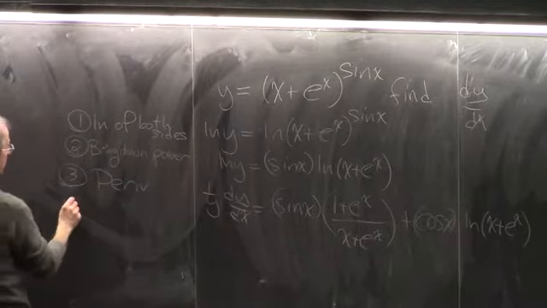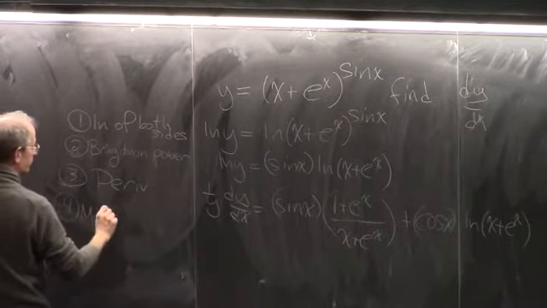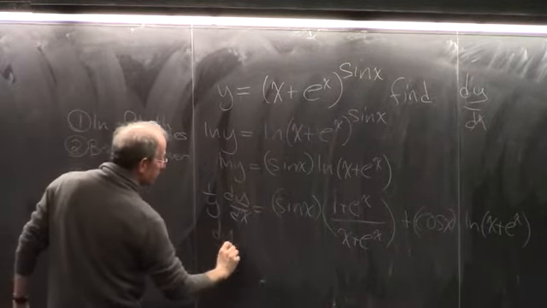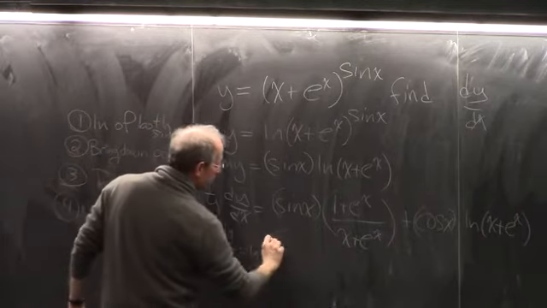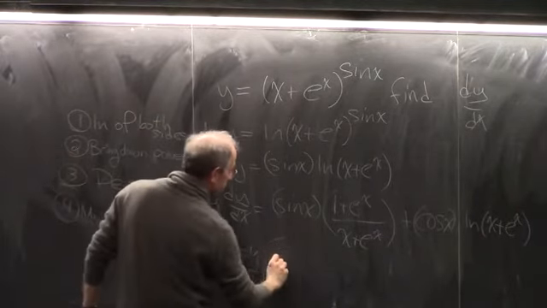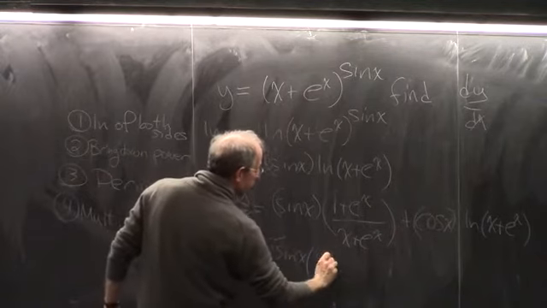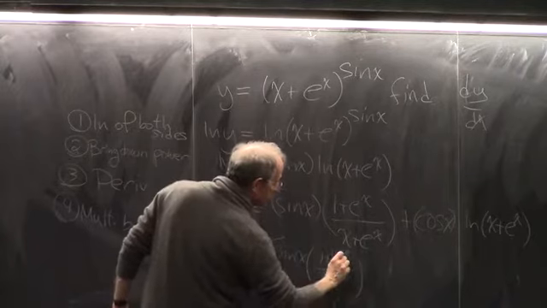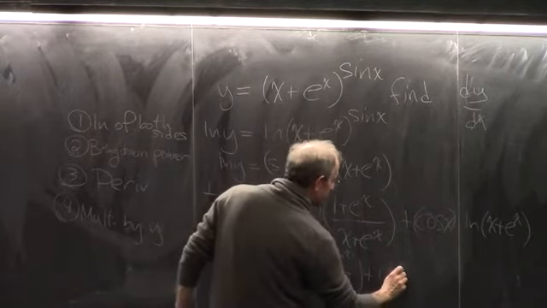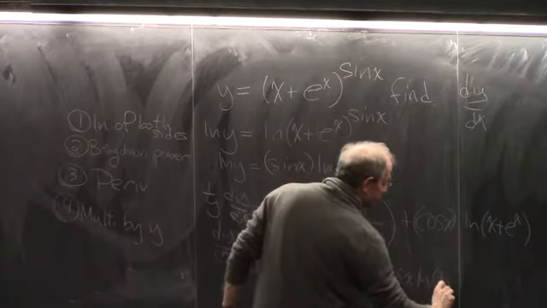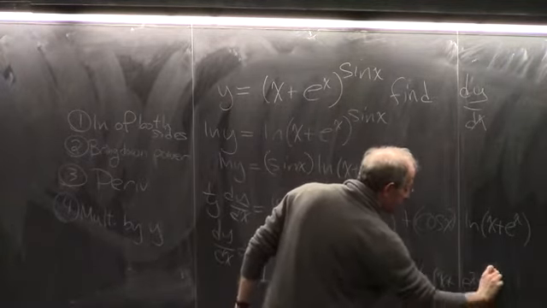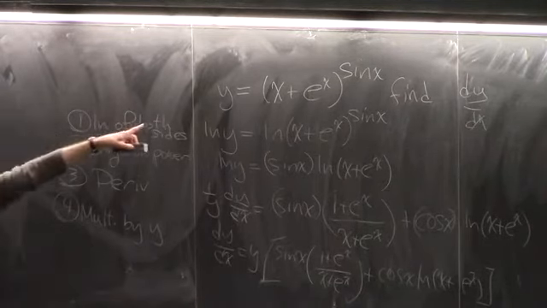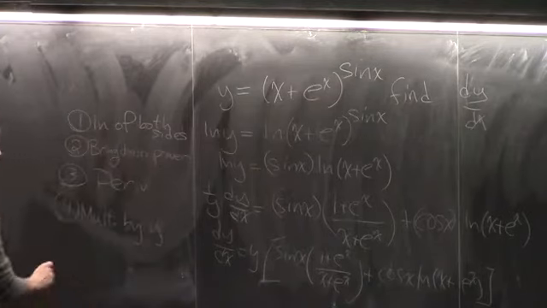Now we're just going to multiply both sides by y. So you get dy/dx equals y times this thing, sine of x times (1 plus e to the x) over (x plus e to the x), plus cosine x times log of x plus e to the x. Okay? And then you replace y with your original function. You put y back.